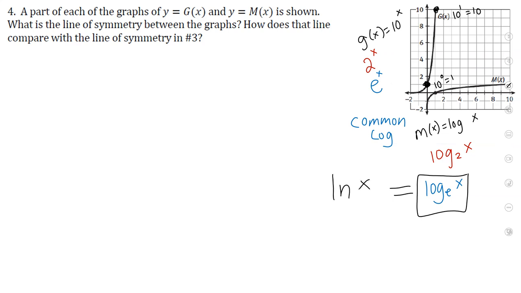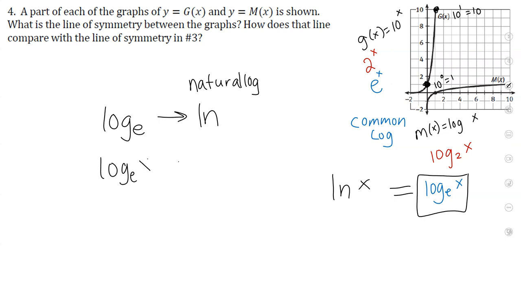Okay? So that is the next part of your paper. Whenever you see log base e, you're going to write ln. This stands for natural log. Natural log is when you have a base of e. So when you have log base e of x, you will write it as ln x.